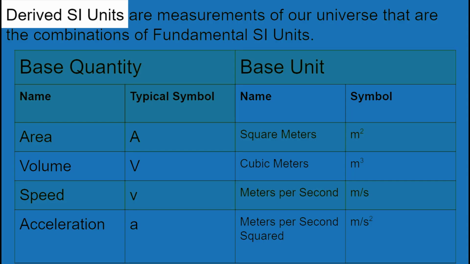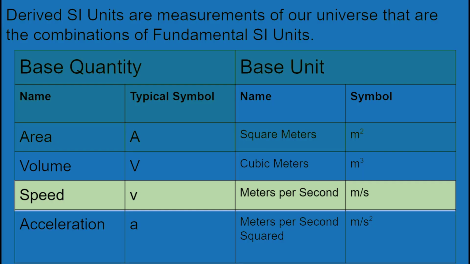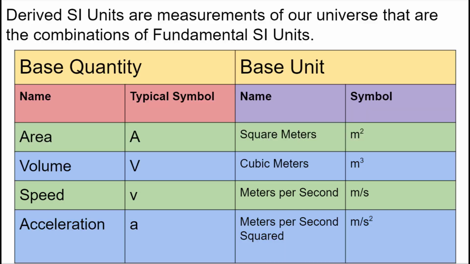Derived SI units are measurements of our universe that are a combination of fundamental SI units. For example, measuring the speed of an object requires a measurement of length in meters and time in seconds. Those are two fundamental measurements that, when combined, tell a person the rate at which a distance changes over a known amount of time. This result is the speed of the object. There are many more derived measurements, but only the important first ones are listed here.